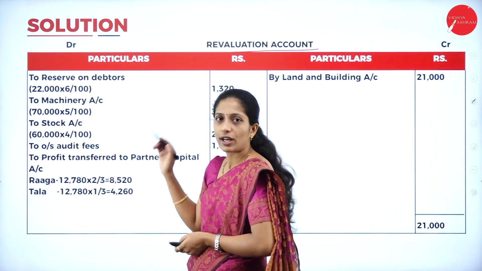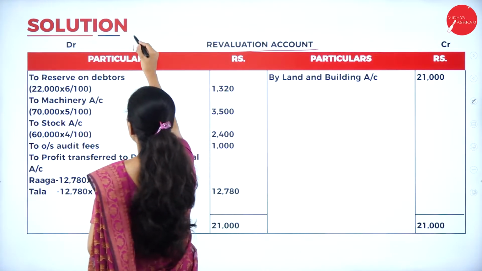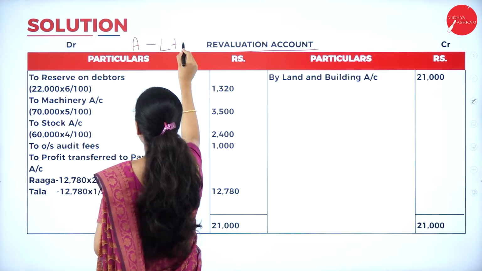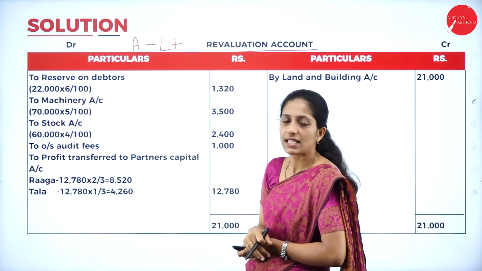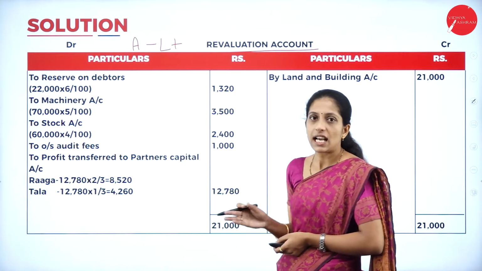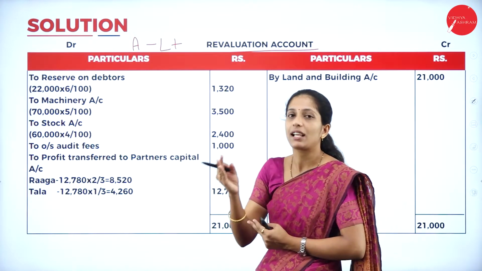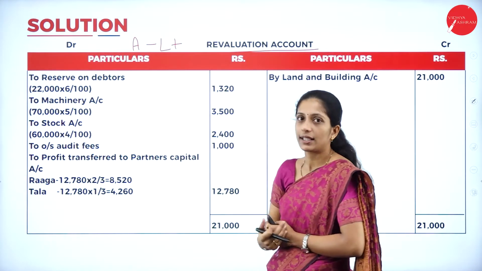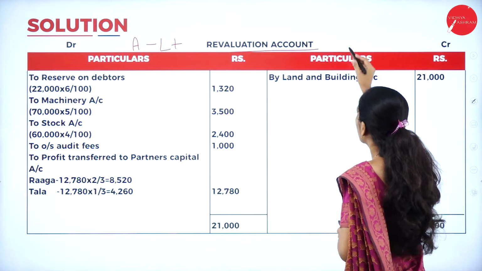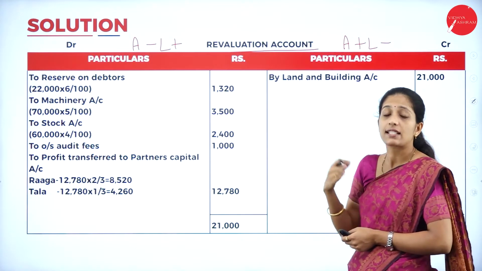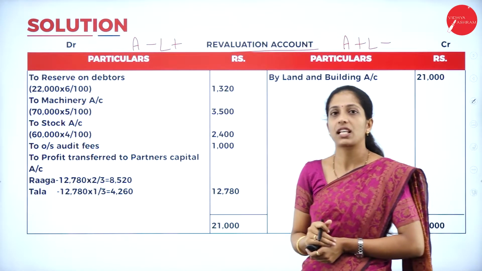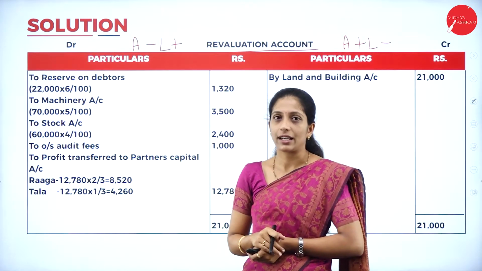Now what are you going to record on the debit side? That is A minus L plus. I had given you a hint that on the debit side you have to record A minus L plus, in the sense if any assets have decreased and liabilities have increased, you record them on the debit side. Whereas on the credit side, A plus L minus. So if any assets have increased and liabilities have decreased, you record them on the credit side.